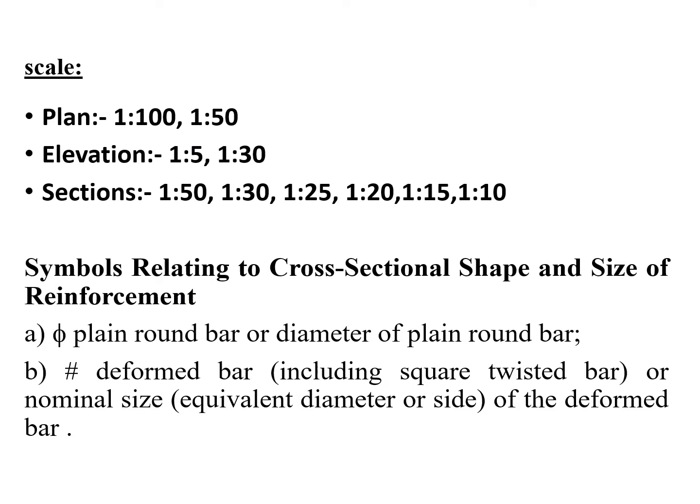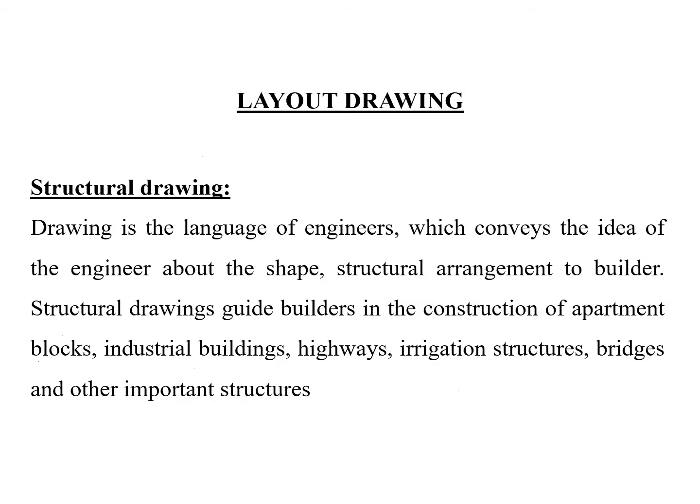Scales. The following are the normal scales followed for plotting plans, elevations and sections. 1:100 and 1:50 can be adopted for plans. 1:5 and 1:30 can be adopted for elevations. 1:50, 1:30, 1:25, 1:20, 1:15, 1:10 can be adopted for sections. Symbols for the cross section shape of reinforcement: phi can be used as a symbol for round bars and diameter of bars, and the hash symbol can be used for notation of reinforcement for twisted bars of nominal sizes or deformed bars.